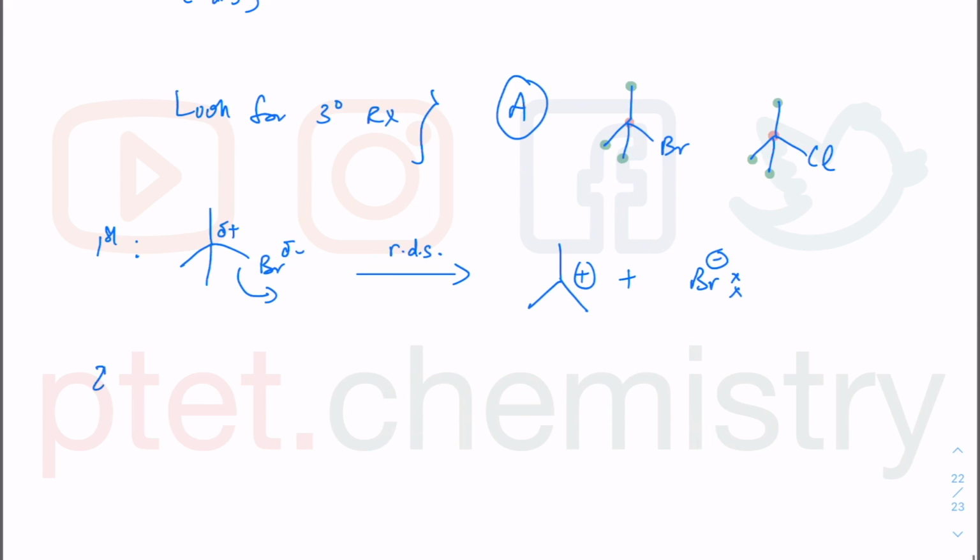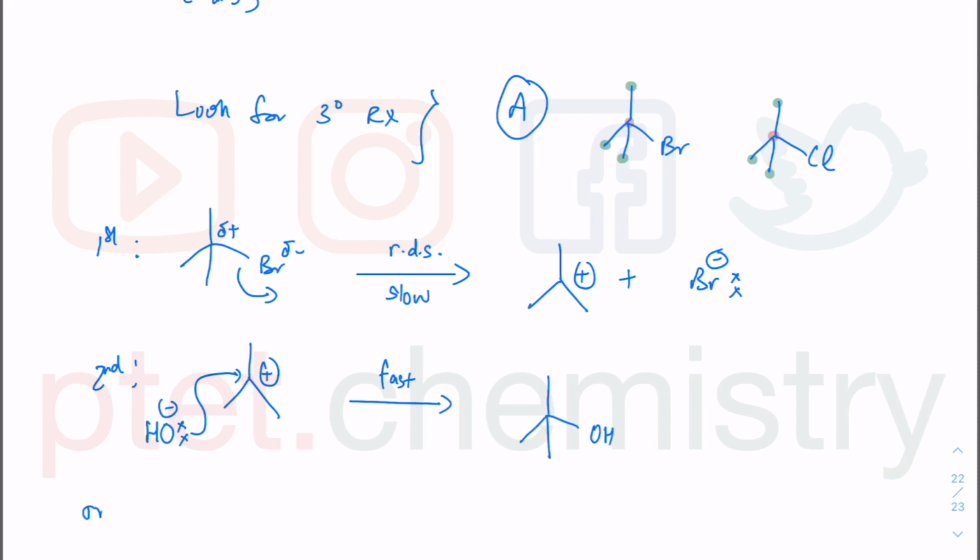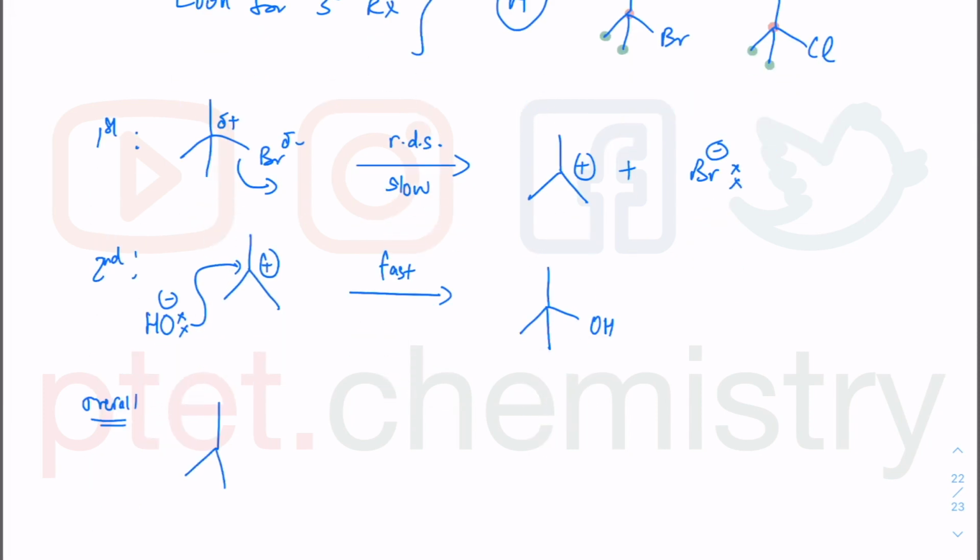What happens in the second step is your carbocation intermediate gets attacked by the nucleophile. This is going to be the fast step because it is no longer the rate determining step. Your overall equation is not a mechanism. Your overall equation is just like a balanced equation. So the type of reaction is substitution, but the mechanism is nucleophilic substitution, SN1.